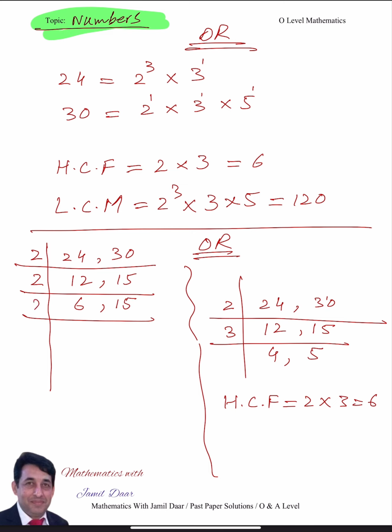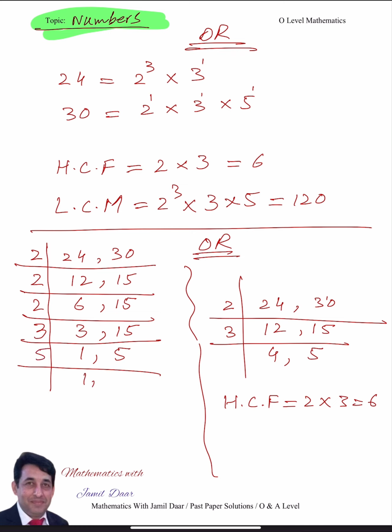And still divisible by 2, 2 threes are 6, and 15 will remain the same. Now both of them are not divisible by 2, so we'll stop dividing by 2. Now the next prime number is 3, so 3 ones are 3, 3 fives are 15. Now not divisible by 3 anymore, so 5.